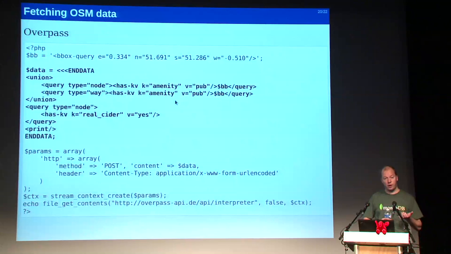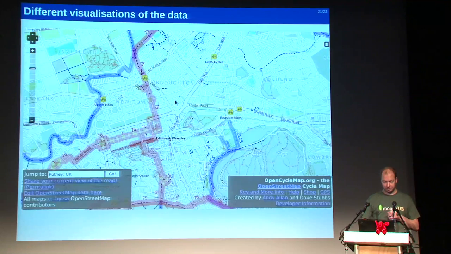And I only want to find the pubs that have real cider. So that is what this query does. Other queries that you can do are, for example, find me all the bus stops that are within 200 meters of a pub, or find pubs that are within 200 meters of a bus stop, because that might be handy if you want to get home very late, and things like that. So it is a really rich query language that you can use.